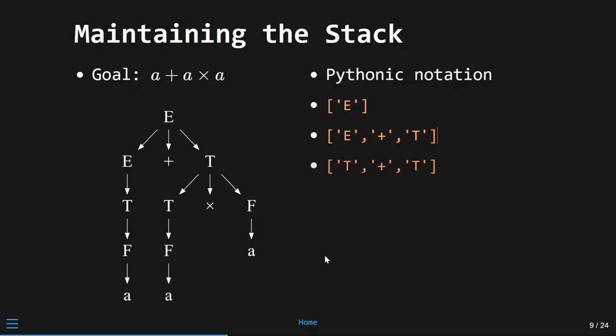Okay, what's the next thing we're going to do? Well, this is a little bit different. T plus T. We can only perform one substitution at a time. So we're only going to make the substitution in this first position. Why is that? Well, we can only read and write to the first element of the stack.